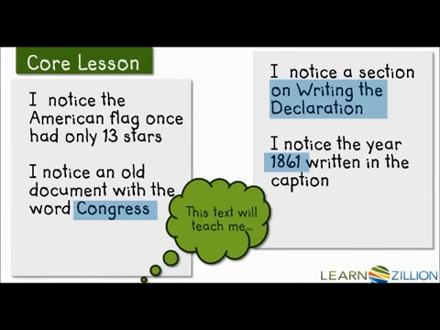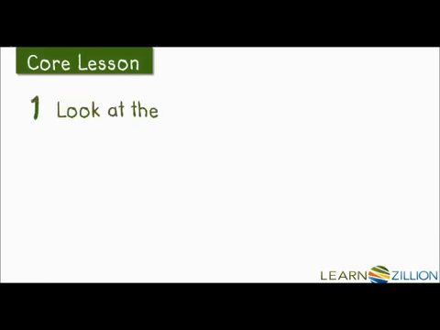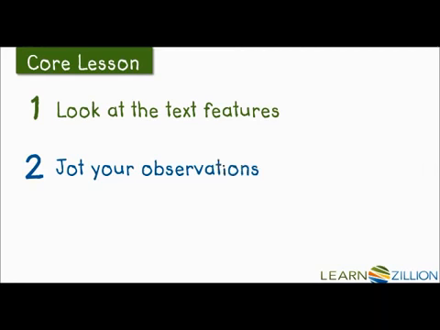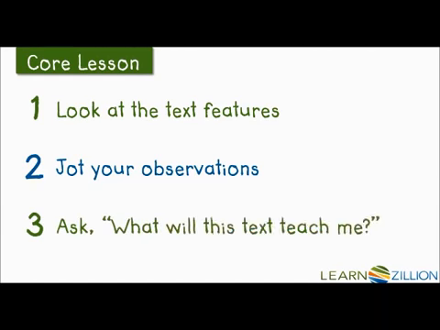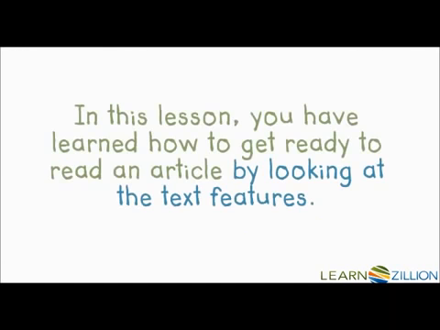So readers, in conclusion, 1. Look at the text features. 2. Jot your observations. And 3. Ask, what will this text teach me? In this lesson, you have learned how to get ready to read an article by looking at the text features.